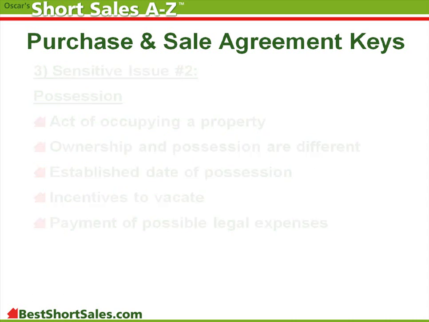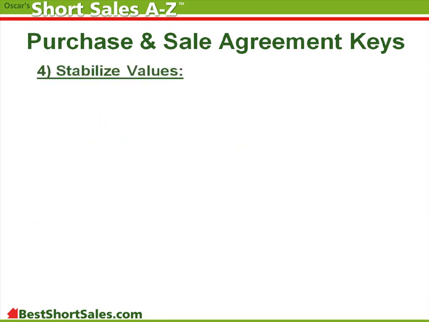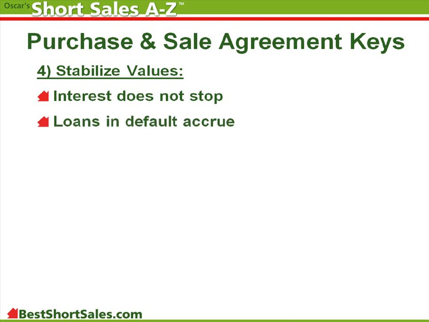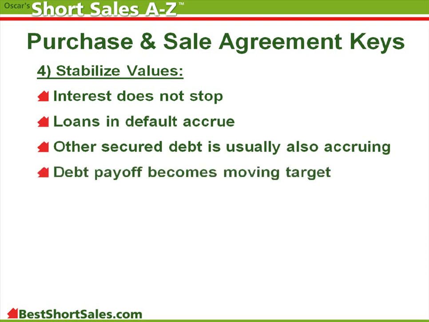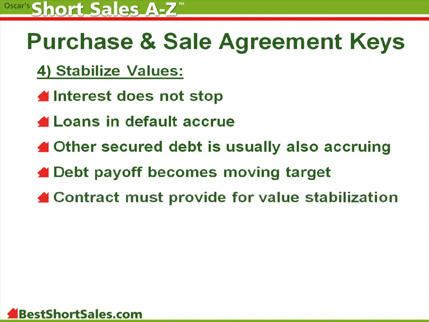A huge issue with properties in default is the need to stabilize values. The fact that a loan is in default does not mean that interest stops. A loan current in payments amortizes. A loan in default accrues. Not only that, but other debts secured by the property, such as a second mortgage, taxes, and HOA, are usually also in default and therefore accruing as well. All this interest accruing combined debt grows daily. This makes the debt payoff a moving target. In order to be effective, a contract for short sales needs to provide value stabilization.